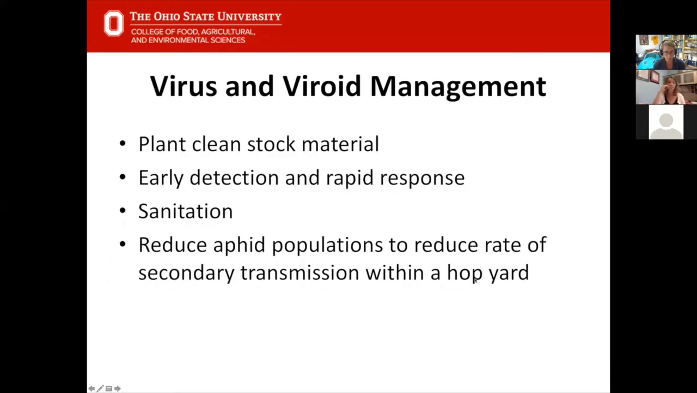Okay, so when we focus then on management, the number one strategy is to make sure that you're starting off with clean plant stock. And after that, early detection and a rapid response is necessary. And the early detection will come through scouting. And I'm going to talk about each of these in the coming slides. Sanitation, in order to minimize mechanical transmission once you have the virus present in the field, is very critical.